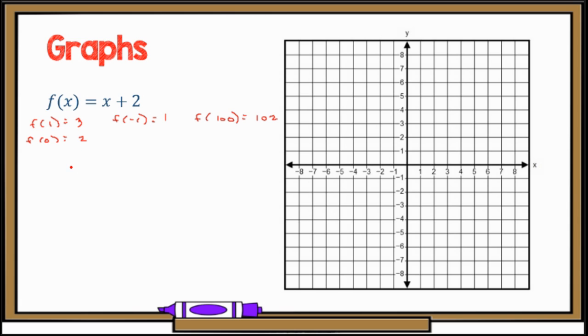So from here, you can come up with ordered pairs. We have 0, 2, 1, 3, -1, 1, and of course, 100, 102. We know that ordered pairs correspond to a point in the Cartesian plane, right? So upon listing down the ordered pairs, we can plot them on the plane and draw a line or a curve, whichever is more appropriate, to find the graph.